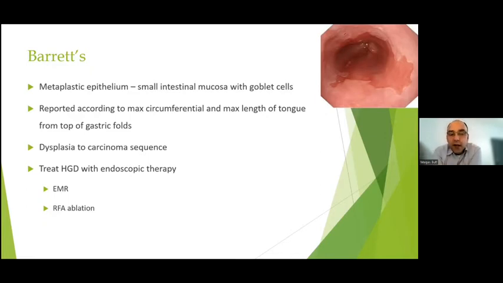However, if you find that the tumor is already invasive and going beyond the submucosa, then the patient will ultimately need an esophagectomy. Once you have done EMR for high-grade dysplasia, the rest of the Barrett's needs to be treated with radiofrequency ablation, and you might require more than 1 session of RFA.